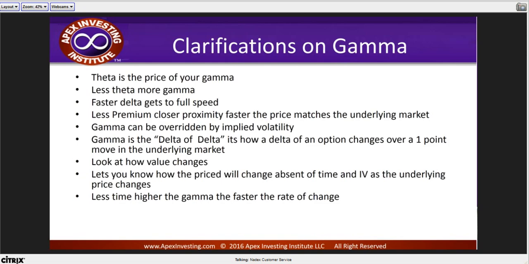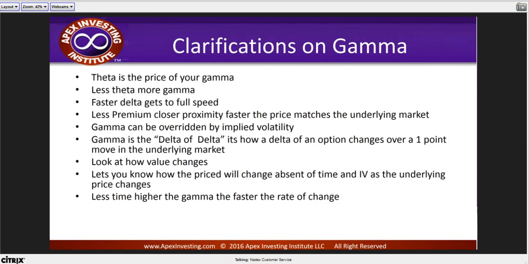Okay? The less theta there is, the more gamma you get. The less time till expiration, the more gamma you get. The less implied volatility, the more gamma you get, meaning the faster it moves. So it says faster delta gets to full speed. Well, in this case, the faster the binary gets to 0 or 100, because the binary is a delta. All right? Gamma, again, can be overridden by implied volatility.